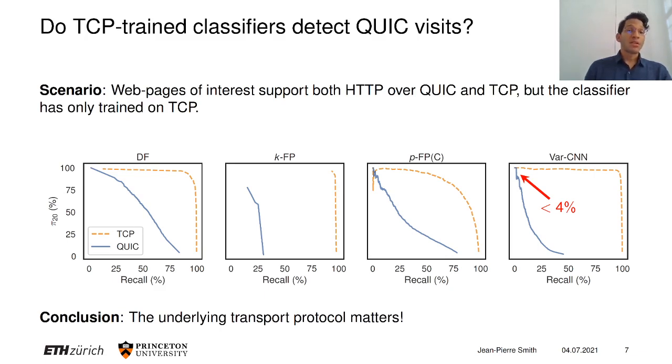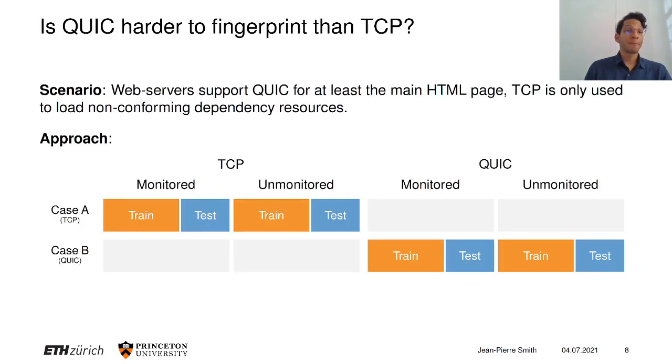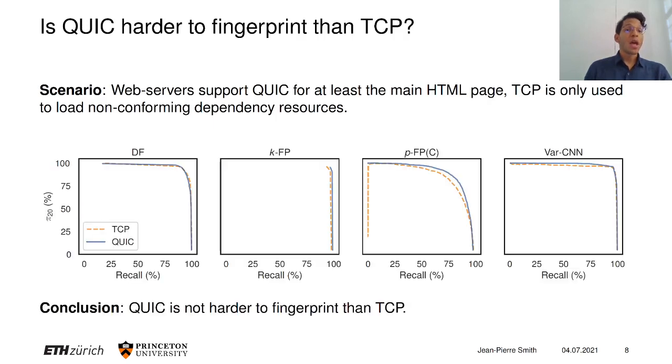Perhaps this was because QUIC is somehow more difficult to fingerprint than TCP. And this is therefore what we evaluated next. Here, we trained the classifiers on a TCP-only dataset as well as on a QUIC-only dataset over the same web pages, and we evaluated the classifier's performance in these respective settings. What we found was that there really is no difference between the QUIC and TCP samples in the sense of difficulty of fingerprinting, and all classifiers were able to detect samples from both protocols with high precision and recall.